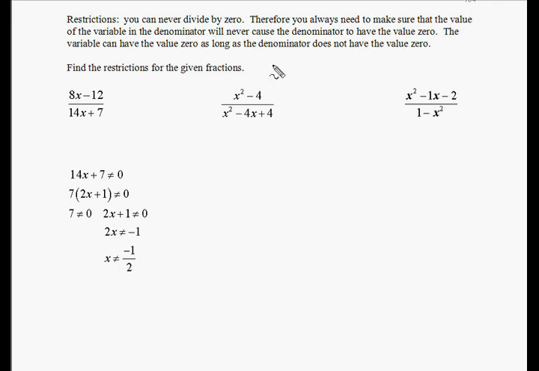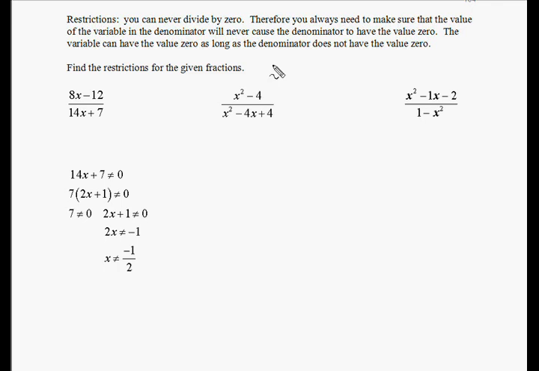When working with fractions, algebraic fractions, where variables are in the denominator, we have to be aware of the restrictions. You can never divide by 0. Therefore, you always need to make sure that the value of the variable in the denominator will never cause the denominator to have a value of 0. The variable can have the value 0 as long as the denominator does not have the value 0.